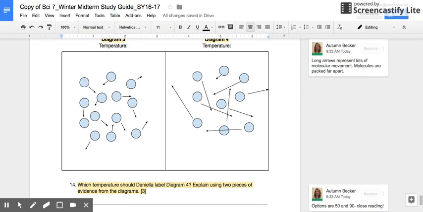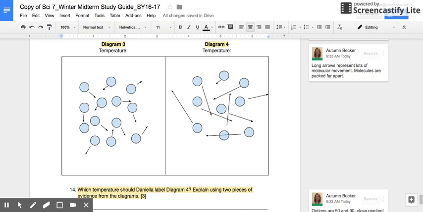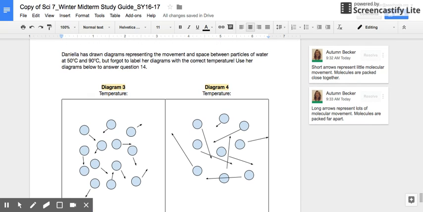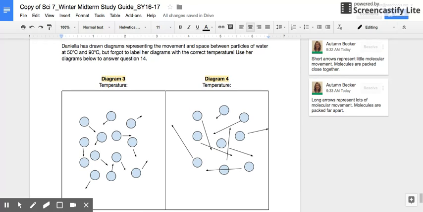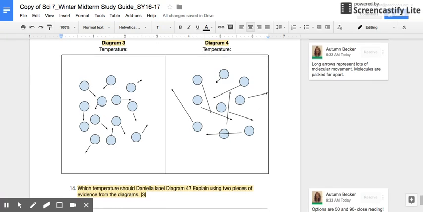So now if we go back, it says, which temperature should she label diagram 4 as? Should she label it as 50 or 90? Well, you know that at higher temperatures, molecules move more quickly, they move farther apart, and so based off of that information, I would label diagram 4 as 90 degrees Celsius.